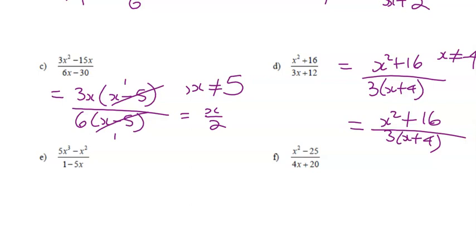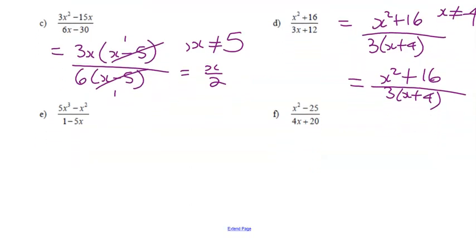3x plus 12 we factor to help us get the non-permissible value, so 3 bracket x plus 4. And we got the restriction. X cannot be negative 4. We're done. All right, we got two more.